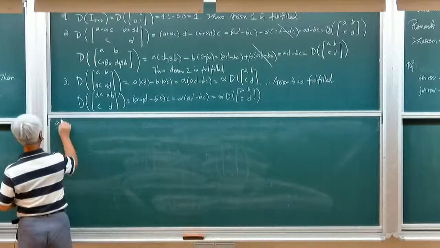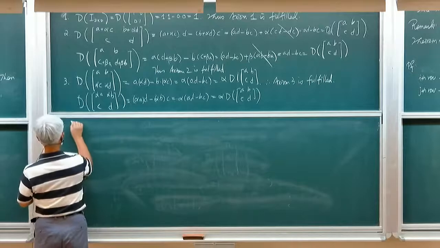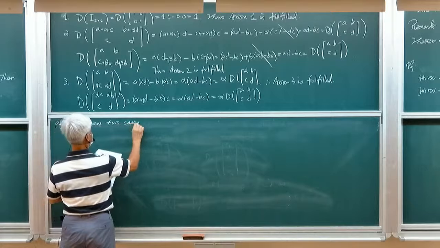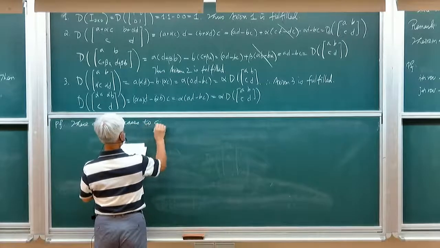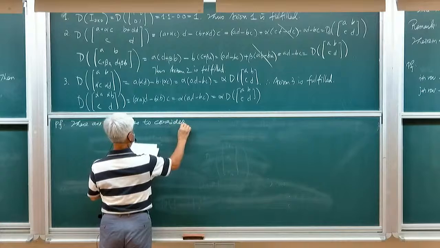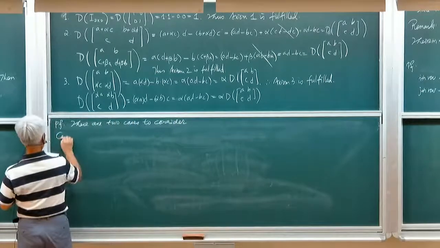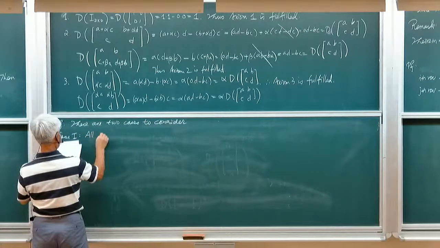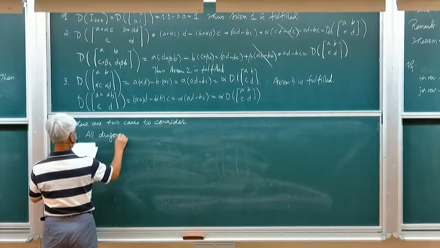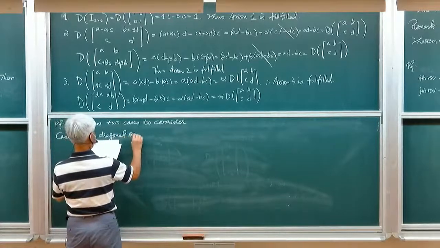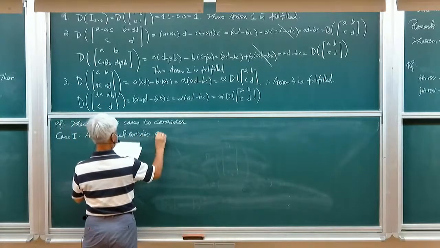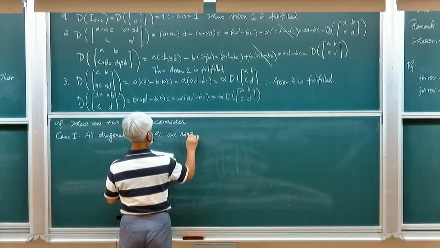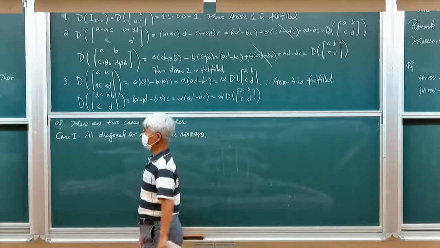All right, so proof here. There are 2 cases to consider. Case 1: all diagonal entries Aii are non-zero. All right, that is simple.